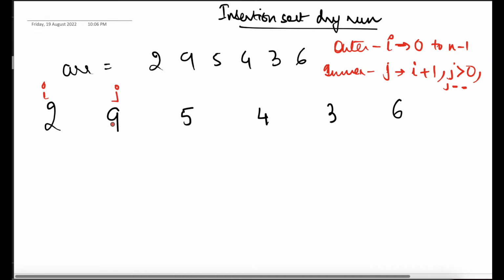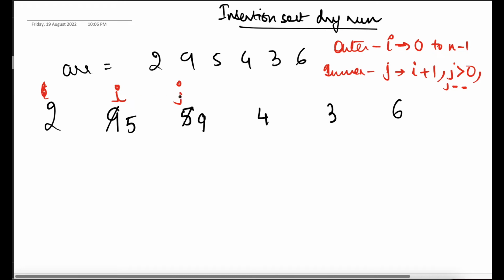So the comparison happens between j and j minus 1. So 9 is greater than 2. So therefore no swap will happen and I will move forward. So this will be I and j will be over here. Comparison will happen between 5 and 9. So 5 is smaller than 9 and that is why the swap should happen. So this will be 5 and it will be 9 over here.